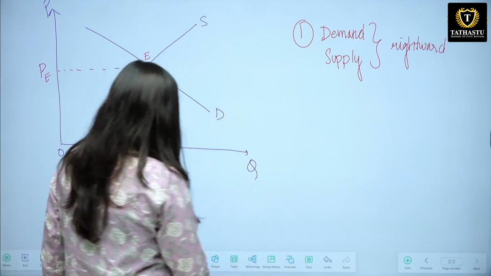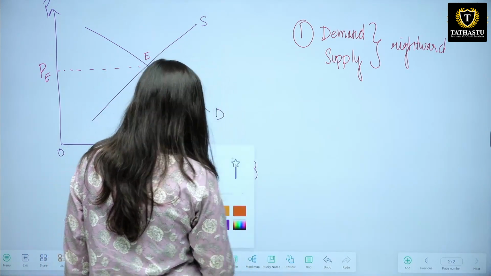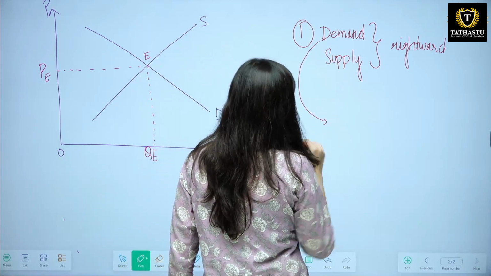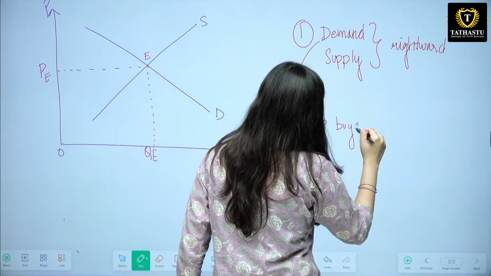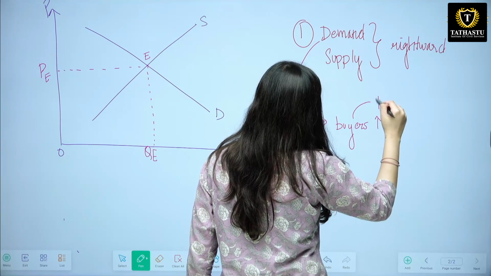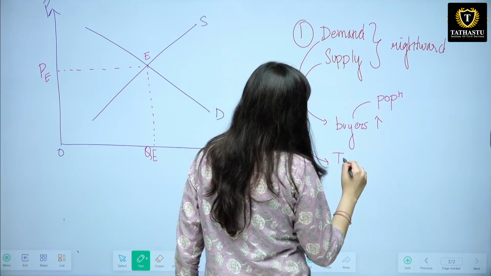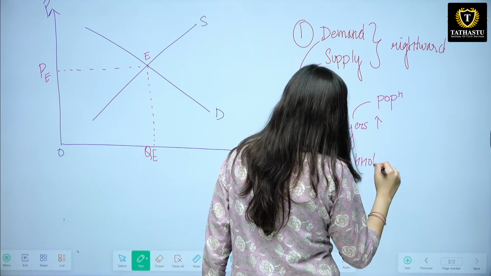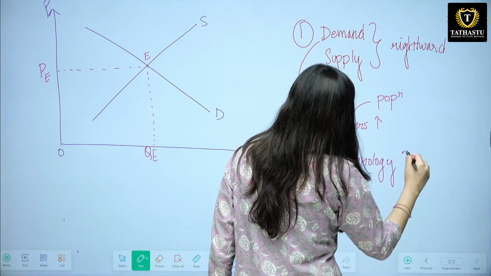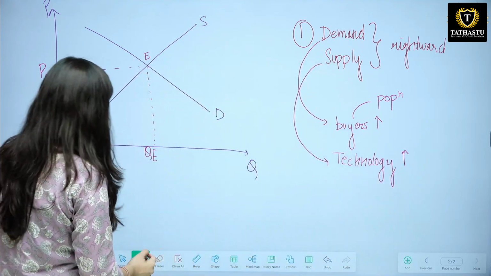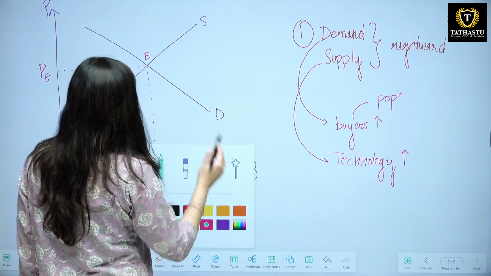For example, for demand, let us take the example that the buyers in the market has increased. How will buyers increase? Let us say population increased. Okay, and for supply you can say that technology also got upgraded, so supply increased, which led to both shift towards right. Now in this also there will be three cases. Let us discuss one by one.